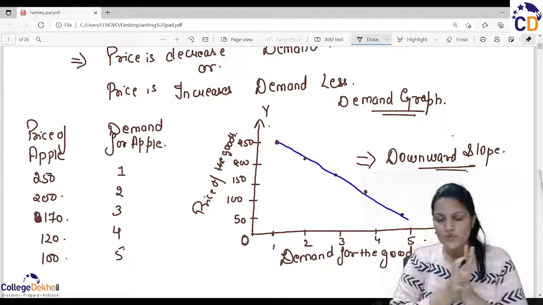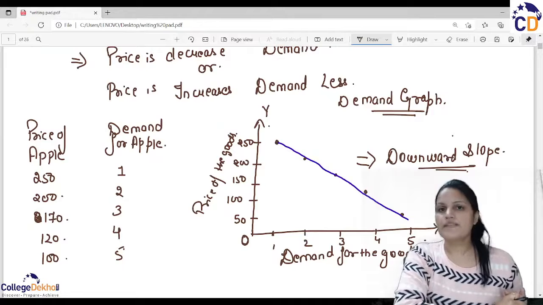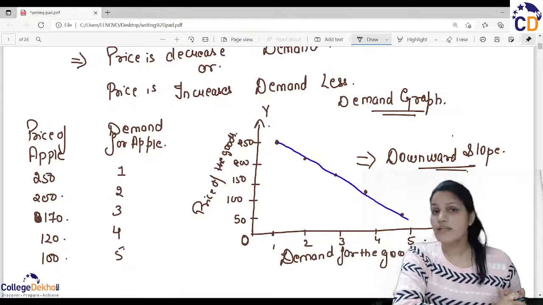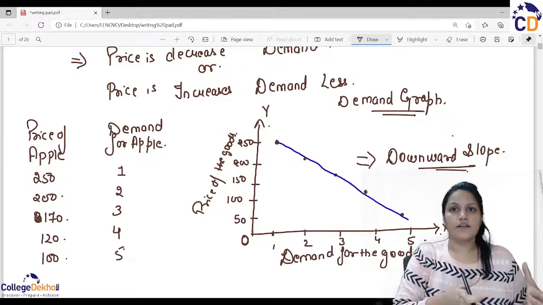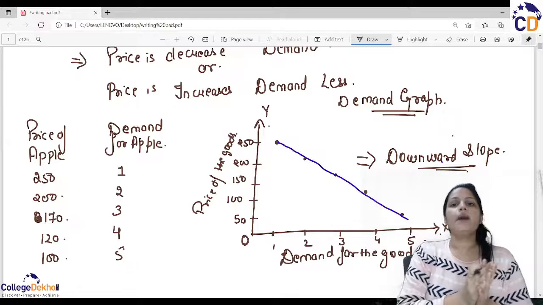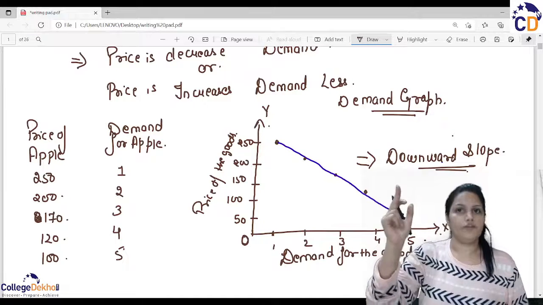Okay, one more question that students mostly ask on this topic: ma'am, is there any chance that the price is high and demand is also high? Yes, if that occurs, then our graph would not be downward. It would become upward.